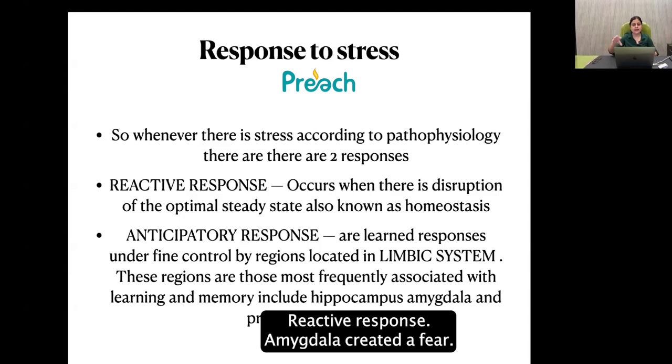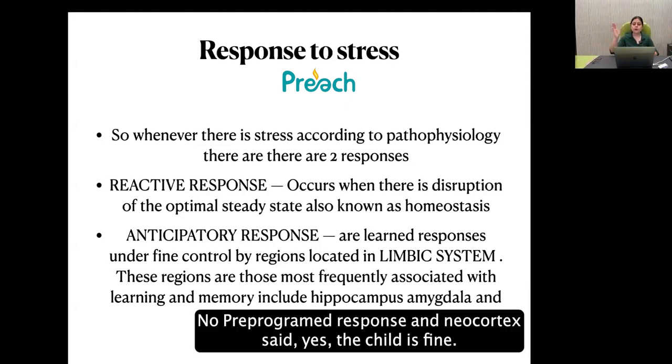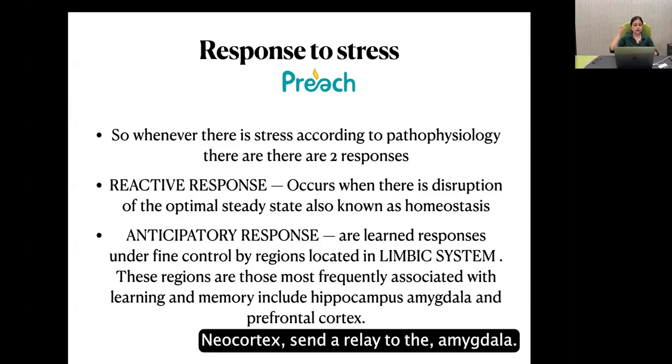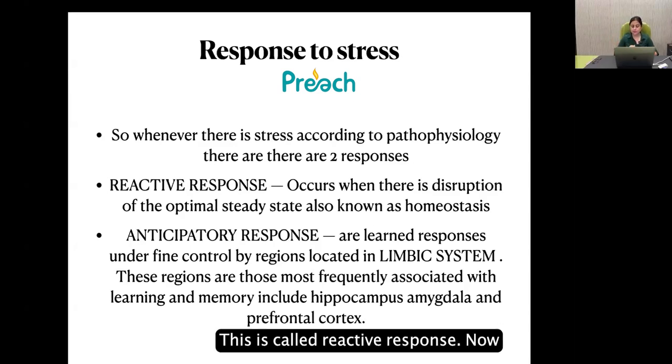Reactive response: the amygdala created a fear. But when she saw that everything was okay, the amygdala settles down. Nothing happened, no pre-programmed response. The neocortex said, yes, the child is fine. The neocortex sends a relay to the amygdala: yes, the child is fine, and the amygdala settles down. This is called reactive response.